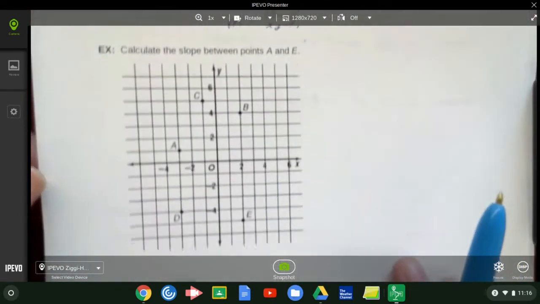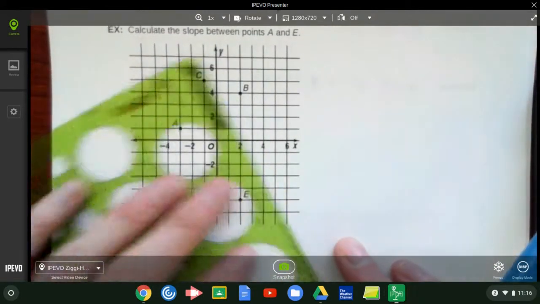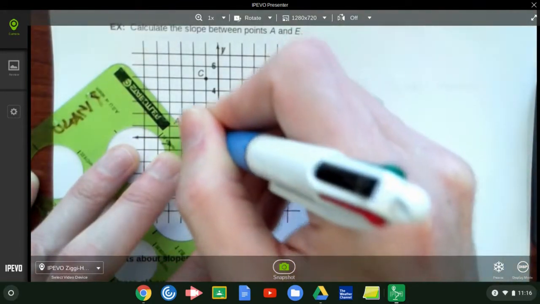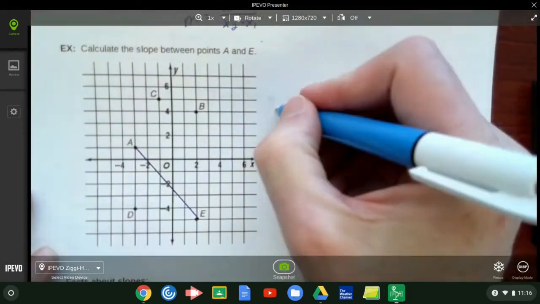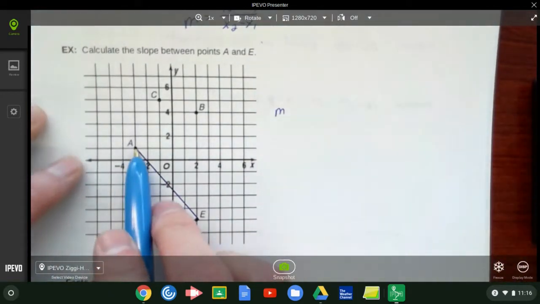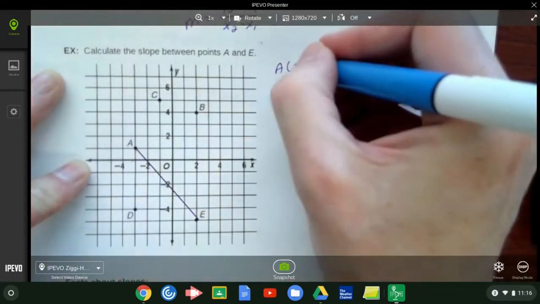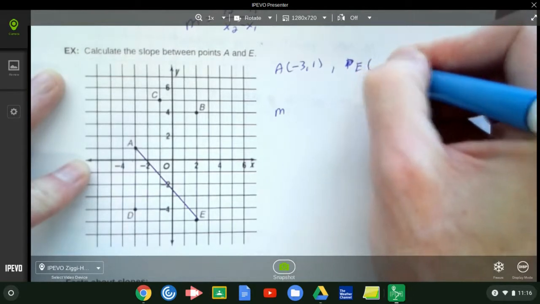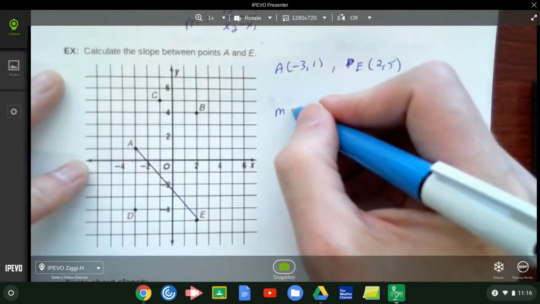So we got a problem, like I want to find the slope between points A and E. So there's some sort of line or segment, let me draw in a segment here, that goes from A to E. And we want to find the slope or the steepness of that segment. So to do that, I'm going to go to my slope formula. Well, let's get our points. A is at the point -3, 1. And E is at the point +2, -5.